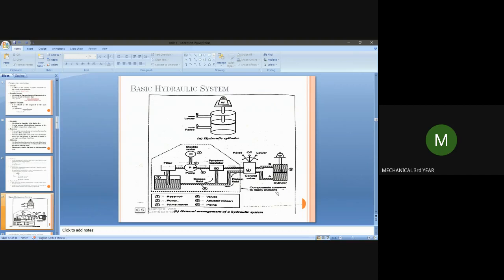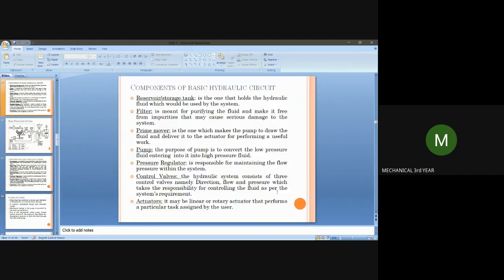Okay, so let us see what things are available in this particular hydraulic system in detail. These are the basic components of a hydraulic system. The first thing is the reservoir or storage tank. It holds the hydraulic fluid which is used by the system.